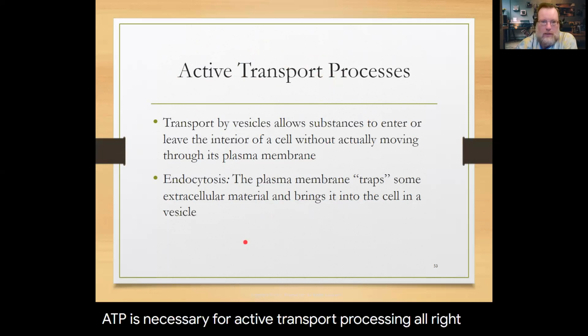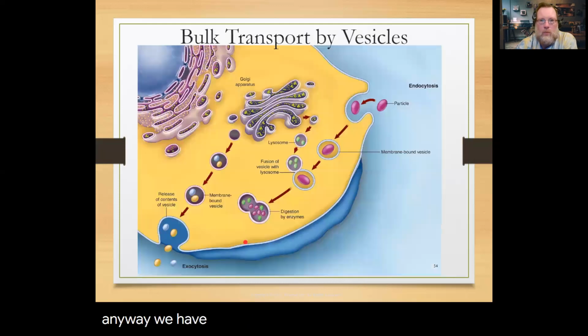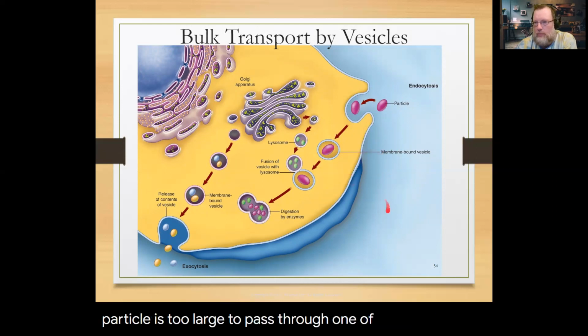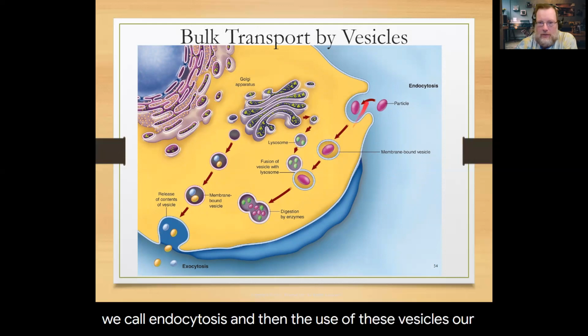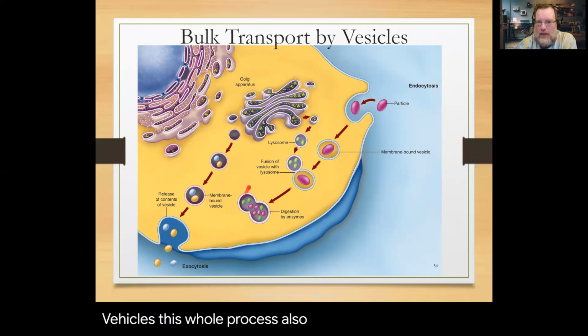All right. So anyway, we have one other need for ATP. Well, we have multiples, but one more for right now, and that's if we want to bring something into the cell, such as a food particle. Cells eat too. They can engulf. If this particle is too large to pass through one of those membrane channels, a cell can engulf that through what we call endocytosis and the use of these vesicles or vehicles. This whole process also requires ATP.